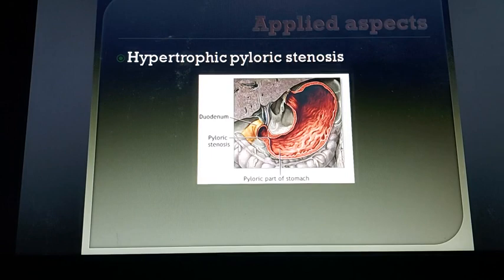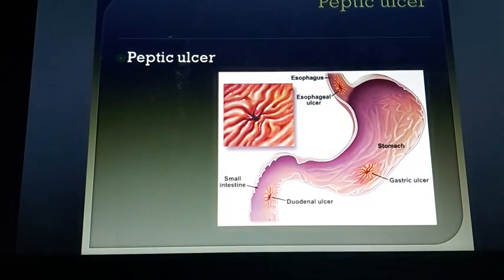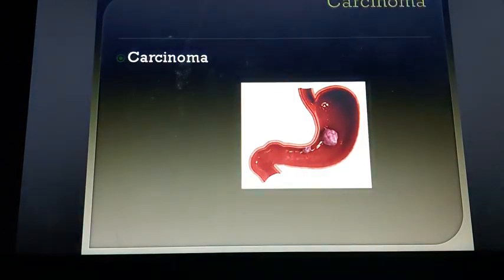Next, coming to peptic ulcers, which are mainly due to pepsin and hydrochloric acid. Next, coming to carcinoma, which mainly involves the lesser curvature and also the greater curvature of the stomach. So about the applied aspects, the important ones are hypertrophic pyloric stenosis, peptic ulcers and carcinomas of the stomach. So this is about the stomach. Thank you.